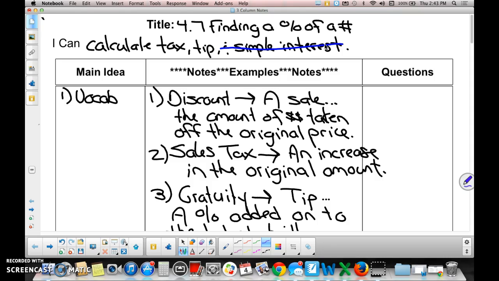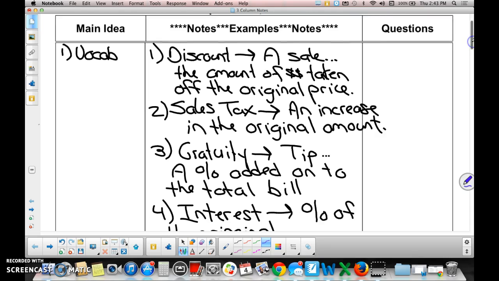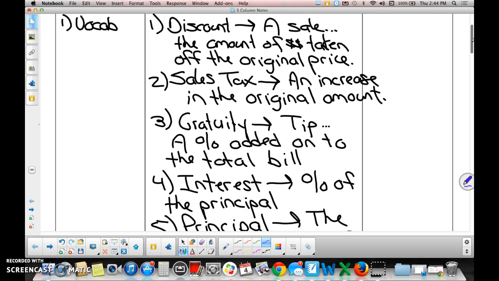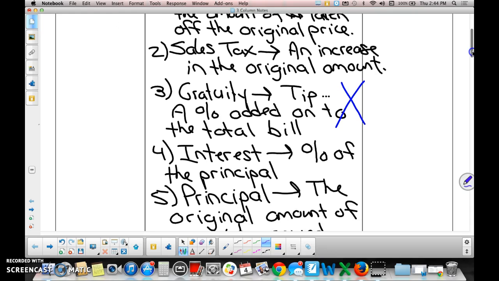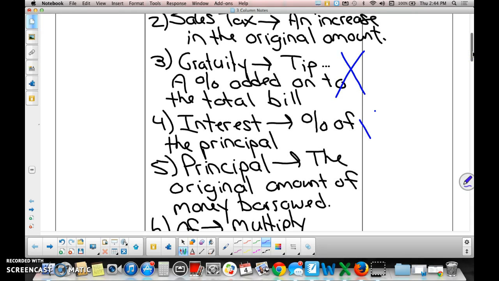Okay, vocab. Do you need to know about a discount? Yes. Do you need to know about sales tax? Yes. Gratuity, did we do that? No, we didn't really do that one. We ran out of time, so don't worry about that. Did we do interest? No. Did we do principal? No. Very similar concepts, but we didn't get time to do them, so we're going to skip over those.